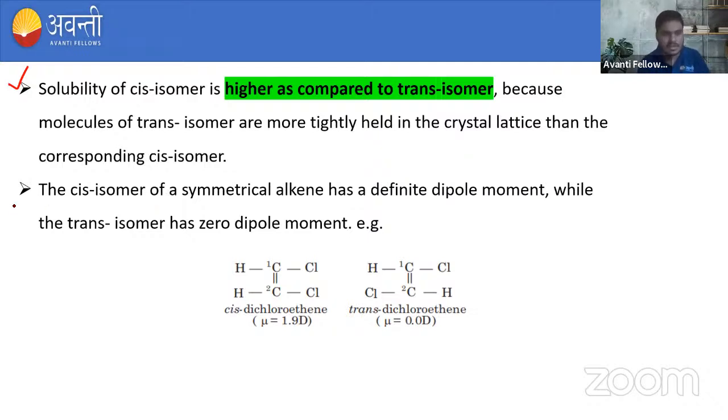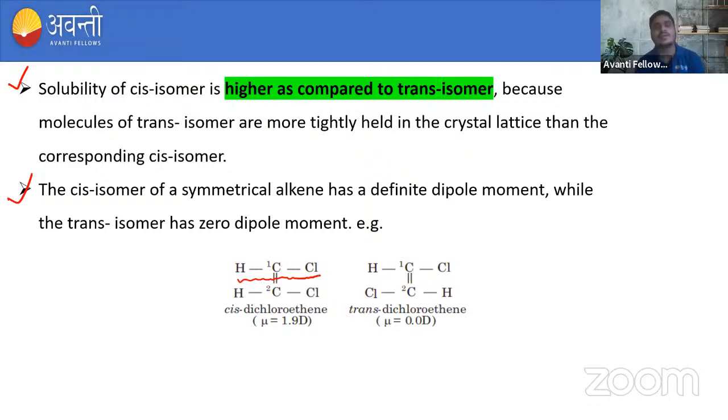Now, this is also an important thing, that is the cis isomer of the symmetrical alkene. What do you mean by a symmetrical alkene, beta? A symmetrical alkene means it has an equal number of groups, whether it's the methyl group on one carbon, then the methyl group is also on the other carbon. So they are symmetrical, right? If you cut on the middle, you'll get the same part, right?